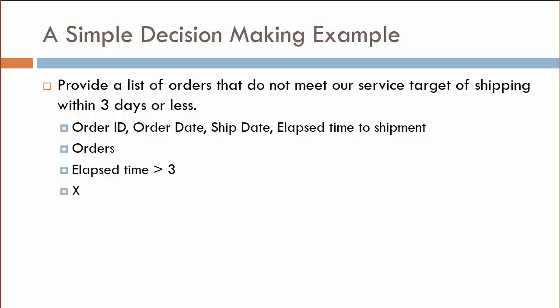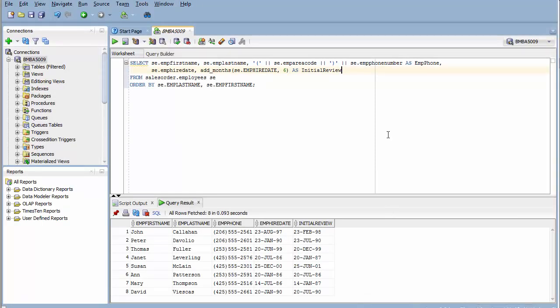We don't want aggregations. We want actual records. Since we have no aggregations, we don't have any filtering on aggregations. And we want it sorted by elapsed time. That way we can see the worst offenders first, or at least we can put them in order. So let's get to it. Back to Oracle.